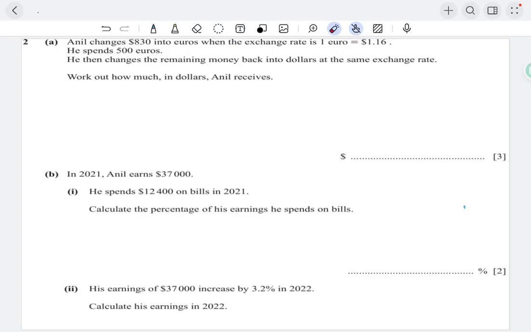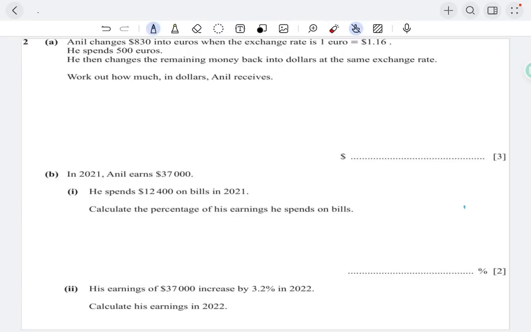Where is the issue here? Students get confused. Should I divide or multiply? That's the main question that you always receive from students. Should I divide by 1.16 or multiply by 1.16? We have multiple ways to show that. I have my way. Well, there are many other ways that you can do it.